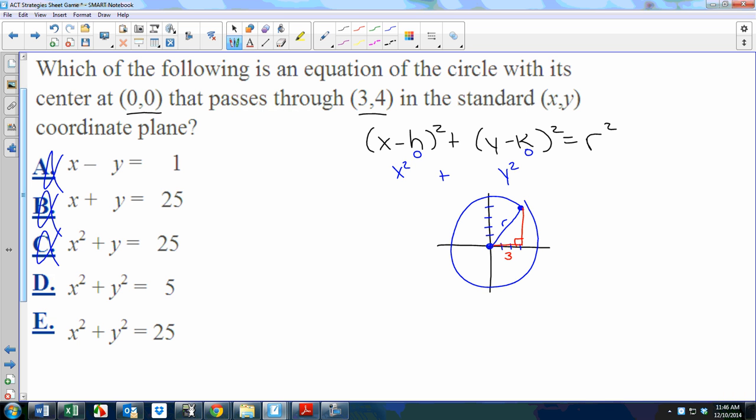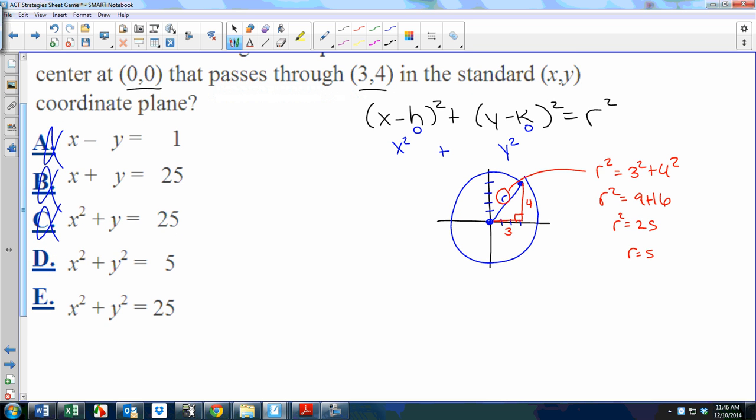This side is 3 units long. This side going straight up is 4 units long. And if you really remember geometry, that's a special right triangle. 3, 4, 5, the hypotenuse is 5. If you don't remember that, the r squared, the hypotenuse squared, equals 3 squared plus 4 squared, which is 9 plus 16. So r squared is 25, meaning r is 5. So finish it off. What goes on the right side of the circle equation, r or r squared?